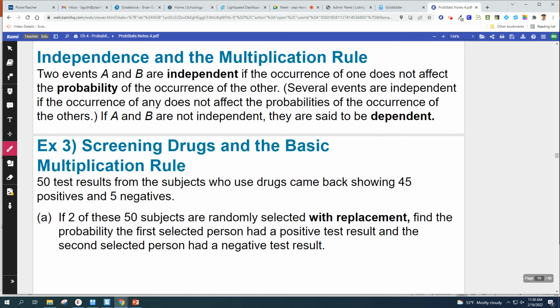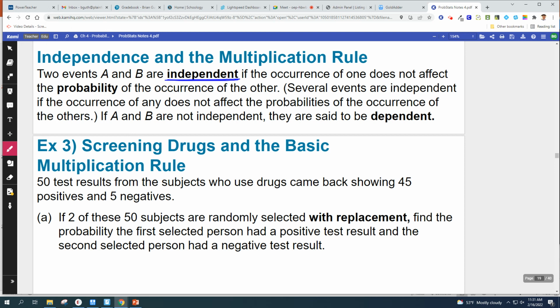And then there's independence. Two events, A and B, are independent if the occurrence of one does not affect the probability of the occurrence of the other. Flip a coin, shows heads, heads, heads, heads, heads, heads, heads. You flip that coin and it shows heads up 20 times in a row. What's the probability that it's heads up on the 21st coin flip? Still 0.5, right? It doesn't matter what happened before, okay? The thing that happened just now doesn't affect it. It's still 0.5, okay? Because each of those trials are independent of each other.